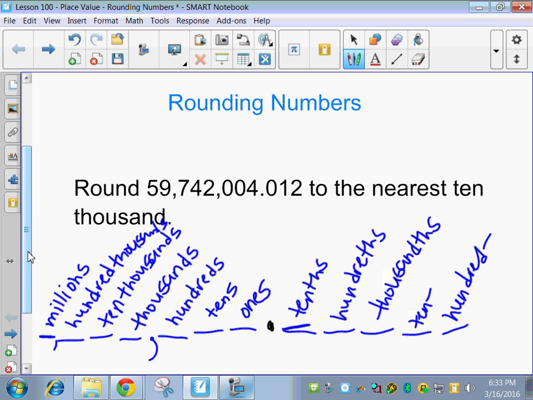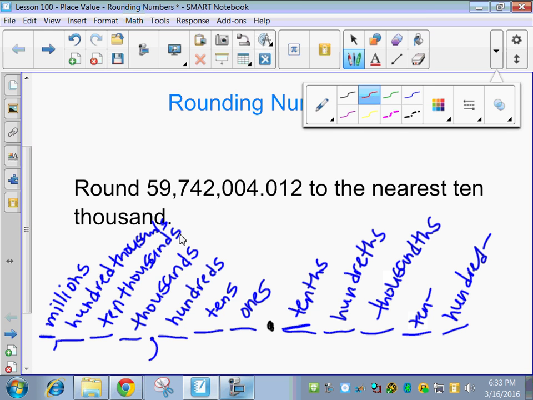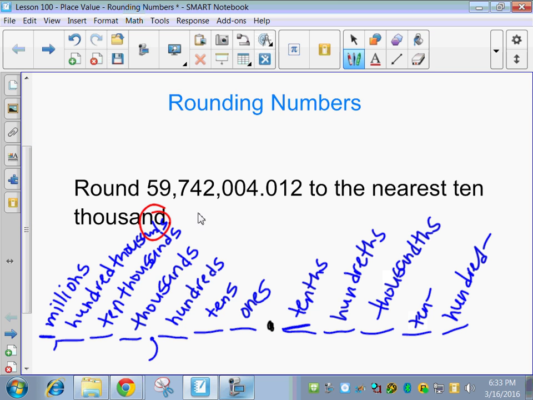So this one says to round 59,742,004 and 12 thousandths to the nearest thousand. So again, this one ends in a D, not a TH, so we're going to be looking to the left of our decimal, and I'm going to round to the nearest 10,000 place. So there's my thousands place right here, and my 10,000s place. I want you guys to always write this number down and draw the line right after the number you're rounding to. So if I'm rounding to the 10,000s place, I want my line here, and we're going to look at the number right after the line.